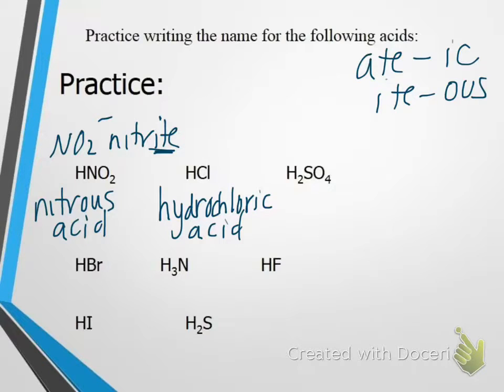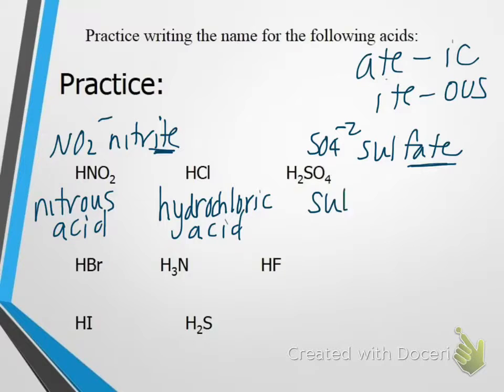H2SO4, SO4 is sulfate. So it's hydro. Don't use hydro when you see oxygen. Oh wait, there's oxygen, so it's ate to ic, sulfuric. So it'd be sulfuric acid. Remember, that's the one we got to put the R sound back in there. And you do have to write the word acid. HBr, that'd be hydrobromic.